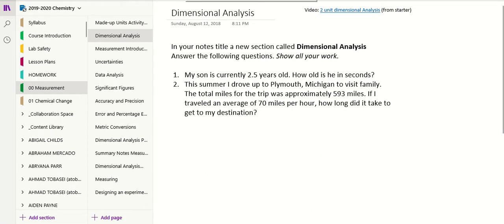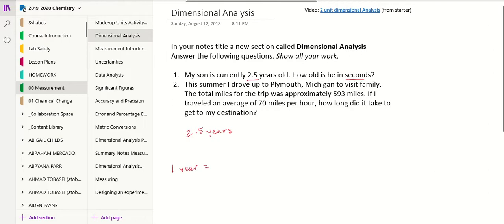All right, number one. What are we starting with here? 2.5 years. We're given 2.5 years, so we start with 2.5 years. And what are we trying to get to? It asks for seconds, so we have to go to seconds. So, what route do you want to take?